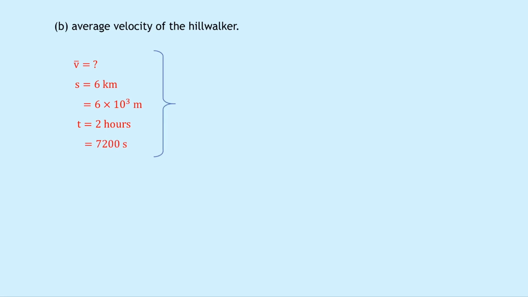And writing down our equation, we have s equals v bar t. So this time we've got displacement equals the average velocity times time. And rearranging for average velocity, v bar, we have v bar equals s over t. And now substituting in our numbers, we get 6 times 10 to the 3 divided by 7,200. Once you put that into your calculator, you should get an answer of 0.8 meters per second.